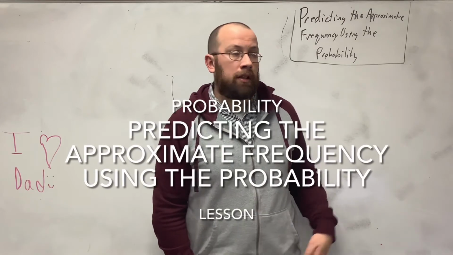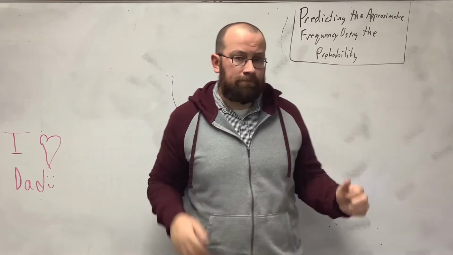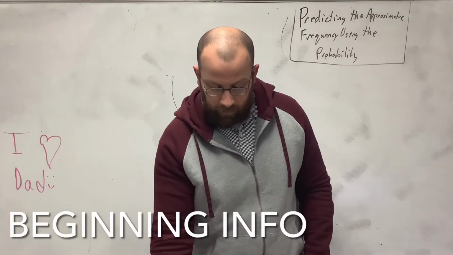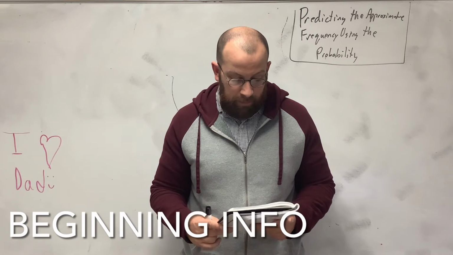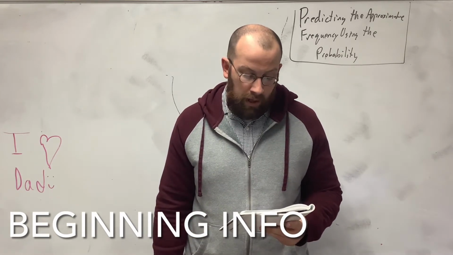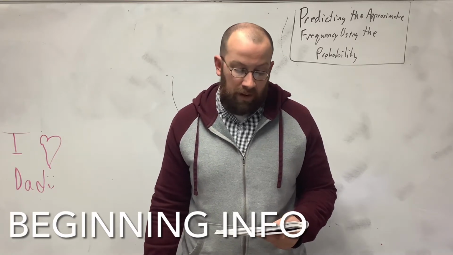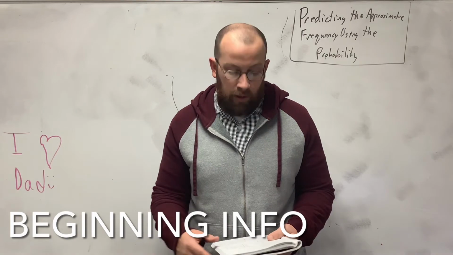Hello, today we're going to talk about predicting the approximate frequency using the probability. We're just going to get straight into an example. Relative frequency is how often one event occurs out of all the trials. If you toss a cube 100 times and you get a 3 25 times, the relative frequency would be 25 over 100.